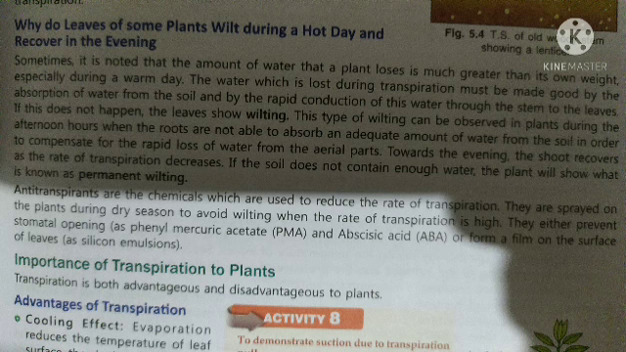mercuric acetate or abscisic acid. They are used to reduce the rate of transpiration process. They are basically sprayed on the plants during dry season to avoid wilting when the transpiration rate is very high.